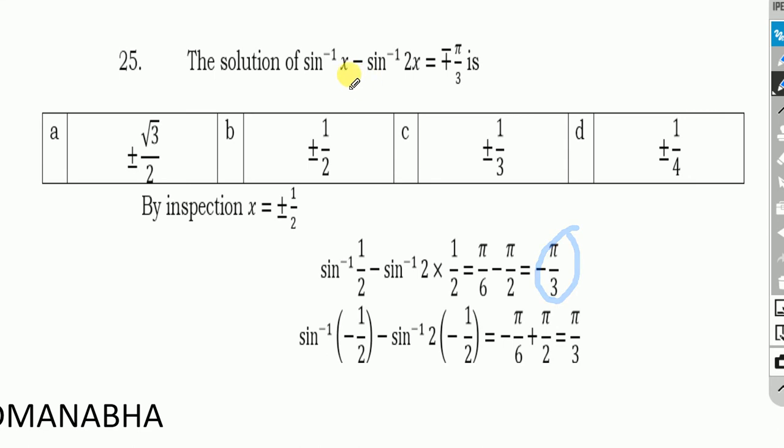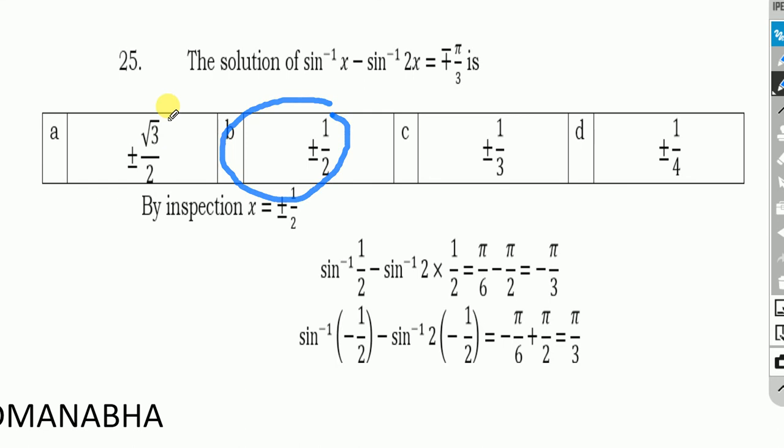Now when x is equal to minus 1 by 2, that is sin inverse of minus 1 by 2 minus sin inverse of 2 into minus 1 by 2, this is minus pi by 6, and the 2 cancels here. Sin inverse of minus x is minus sin inverse x, therefore it is plus pi by 2. Pi by 2 minus pi by 6, that is 90 minus 30 is 60, which is plus pi by 3. So sin inverse x minus sin inverse of 2x is equal to plus pi by 3. Therefore by inspection we can conclude that the answer is B.